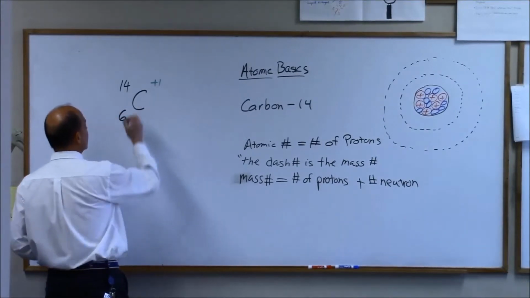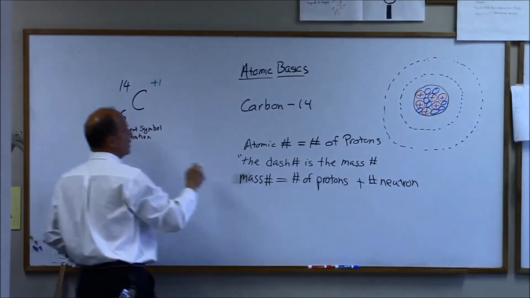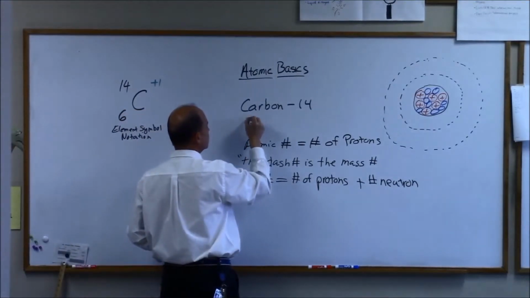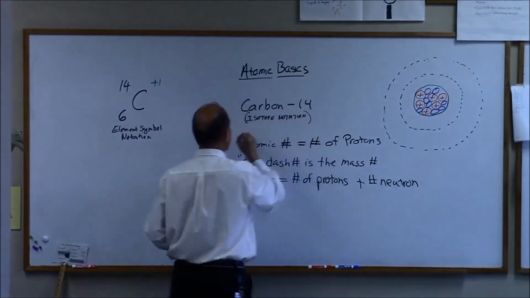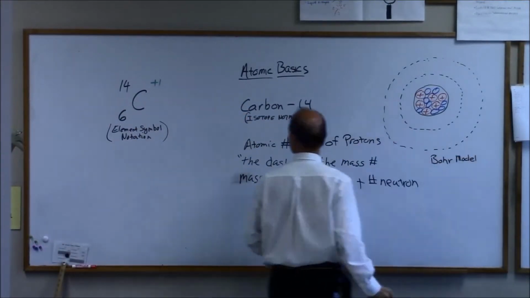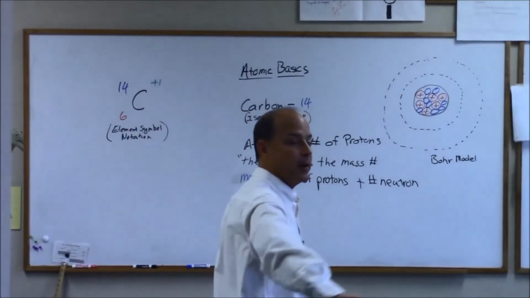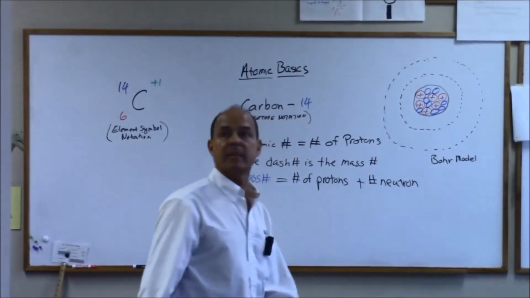This is my element symbol notation. This is my isotope notation. And this is my Bohr model. Where are the electrons located in the atom? In the cloud.